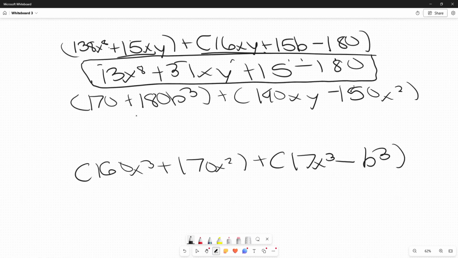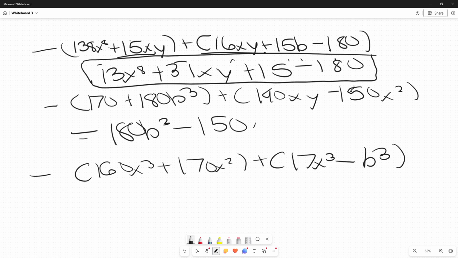And next would be 170 plus 180b cubed plus 140xy minus 150x squared. So what we can observe here is that there are no similar terms at all. So let's just bring it down and arrange it to the proper format. So 180b cubed minus 150x squared, 140xy and plus 170.